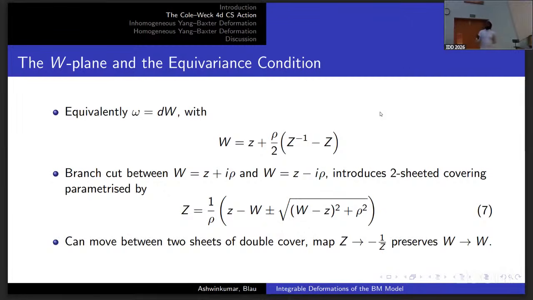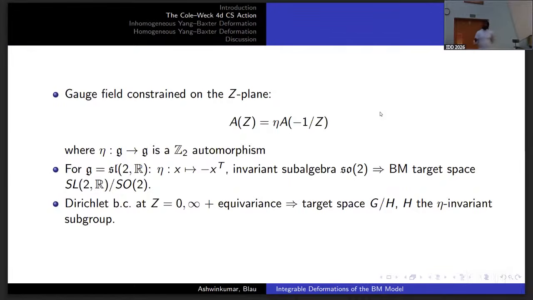So Z is a double cover of W. The Z plane is a double cover of the W plane. Mapping Z to -1 over Z preserves W. But that means we need to place a condition relating the gauge field on the two sheets. And this turns out to be involving a Z2 automorphism that we call eta.